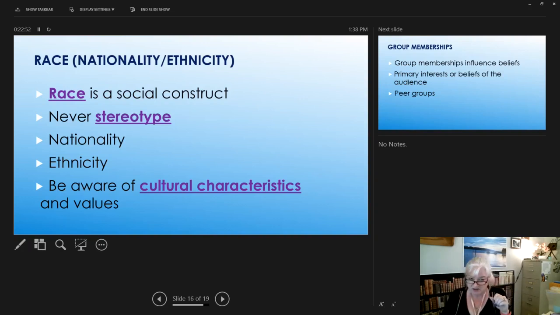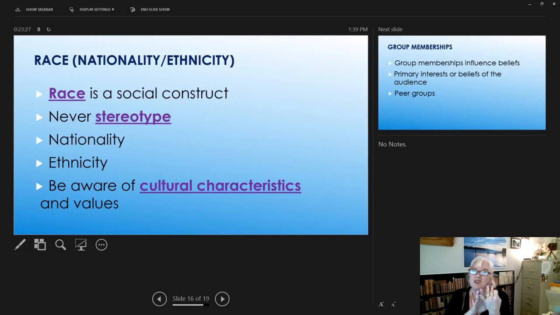Never stereotype. Never, ever, ever stereotype. Not all Germans are strict and monochronic, where everything must be in order and so on. There are quite a few German artists that are just free flow. Never stereotype. Nationality, never stereotype by that either. But these are the differences. We've got race, we've got nationality, and we've got ethnicity. These are not all the same things.